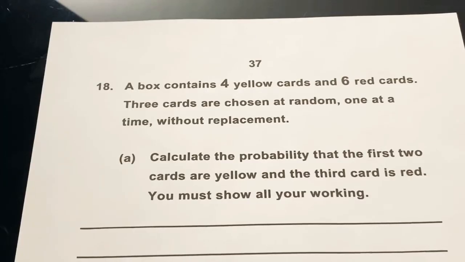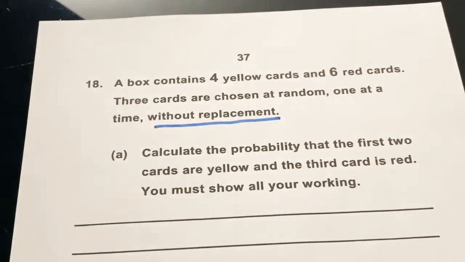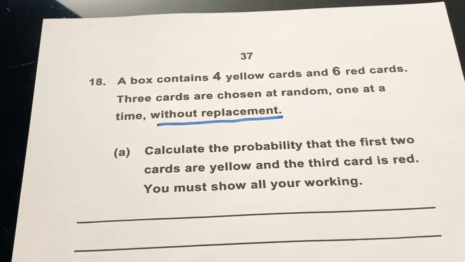So question 18a says a box contains 4 yellow cards and 6 red cards. Three cards are chosen at random, one at a time without replacement. Okay, it says without replacement, so that's important. Calculate the probability that the first 2 cards are yellow and the third card is red. You must show all your workings. People do this in different ways, but I'm going to use a tree diagram to explain this to you, so pay attention.